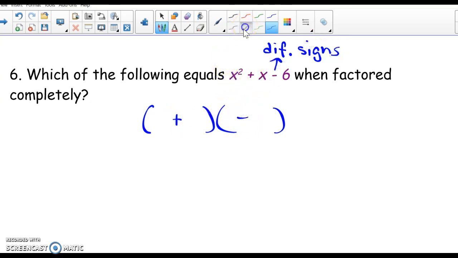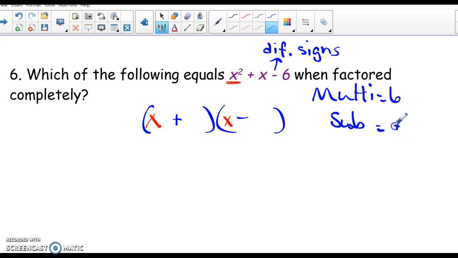The only factors of x squared are x and x. So we're going to ask, what can I multiply to get 6? That when I subtract, look at my sign, that when I subtract, I get a +1. Well, my factors of 6 are 3 and 2. 3 has to be positive, 2 has to be negative. So the 2 is going to go here, 3 is going to go here.